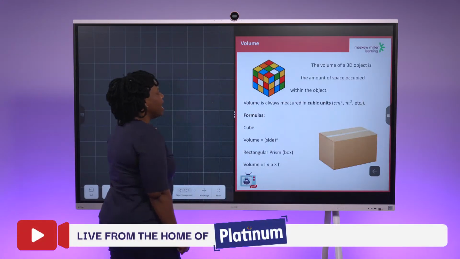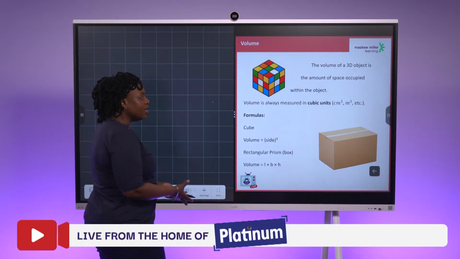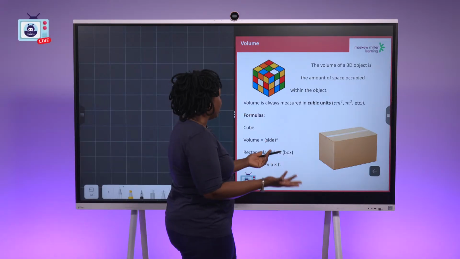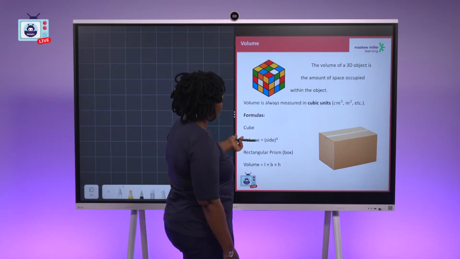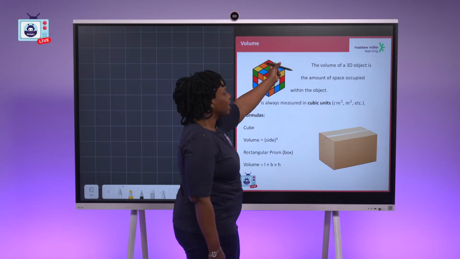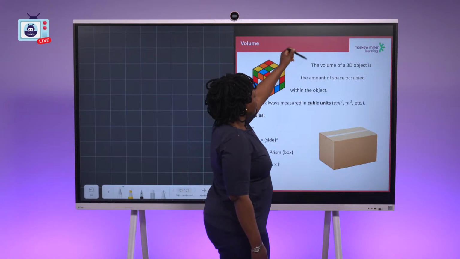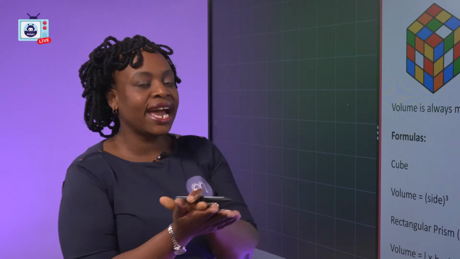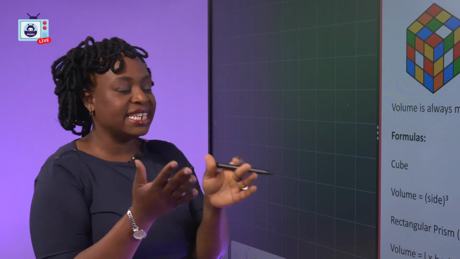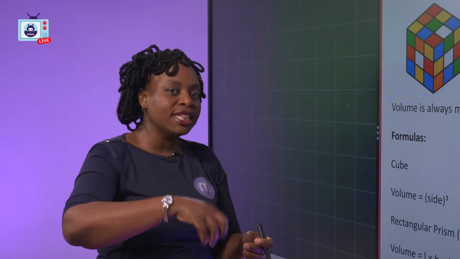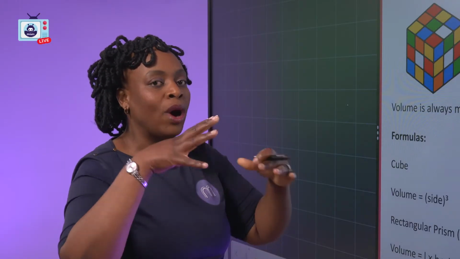All right, here is another example. When you're calculating a volume or a surface area, let's look at this productively. The volume of a three-dimensional object is the amount of space that it occupies. If you put water inside anything, be it a tin or a container, whatever space the water fills, we call that volume.